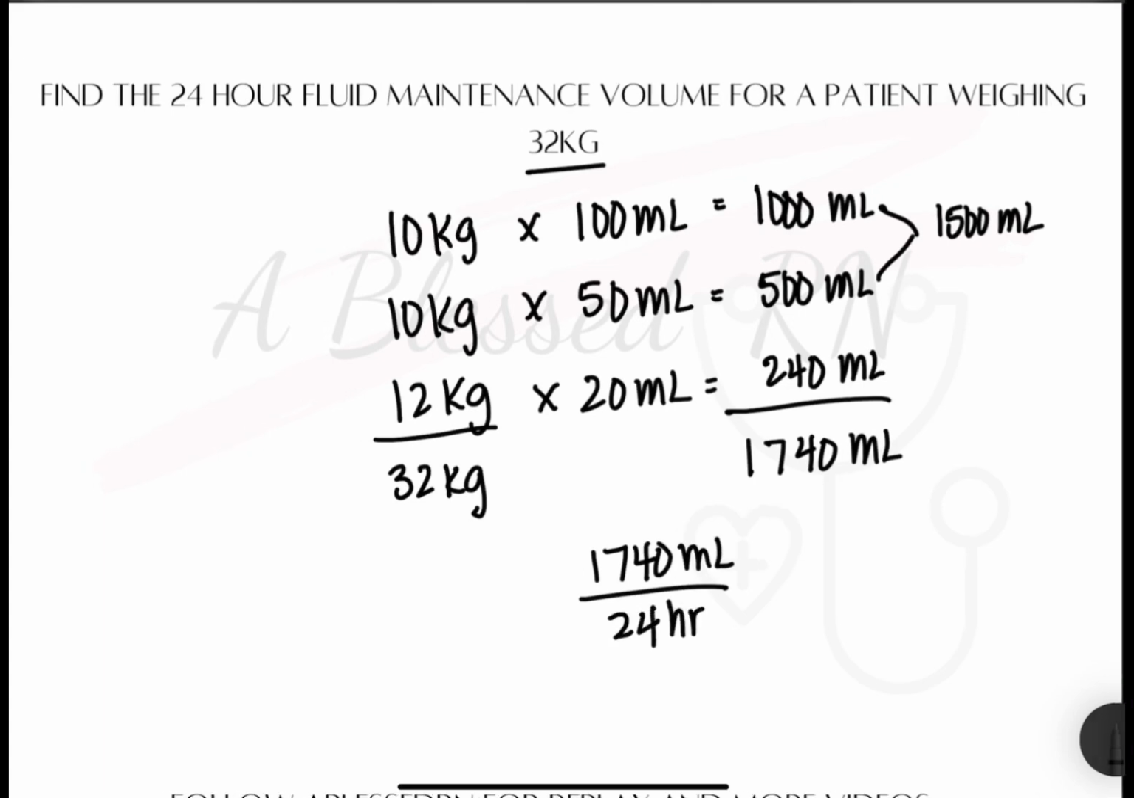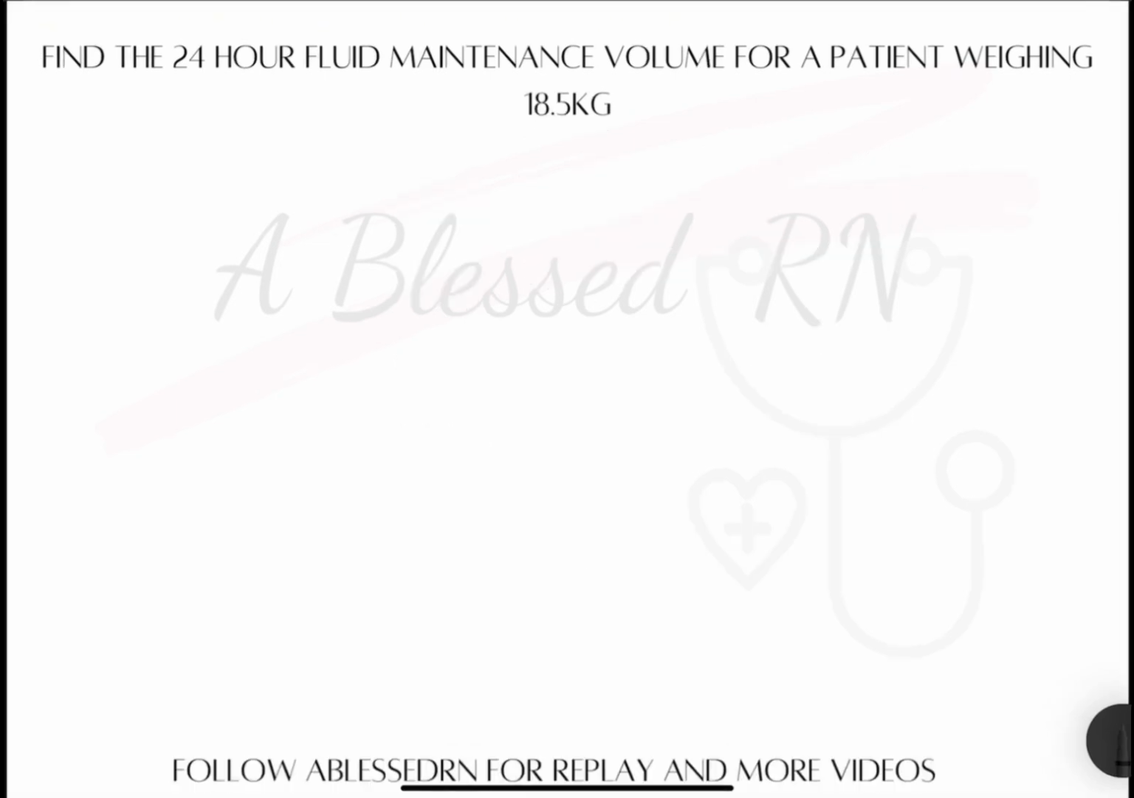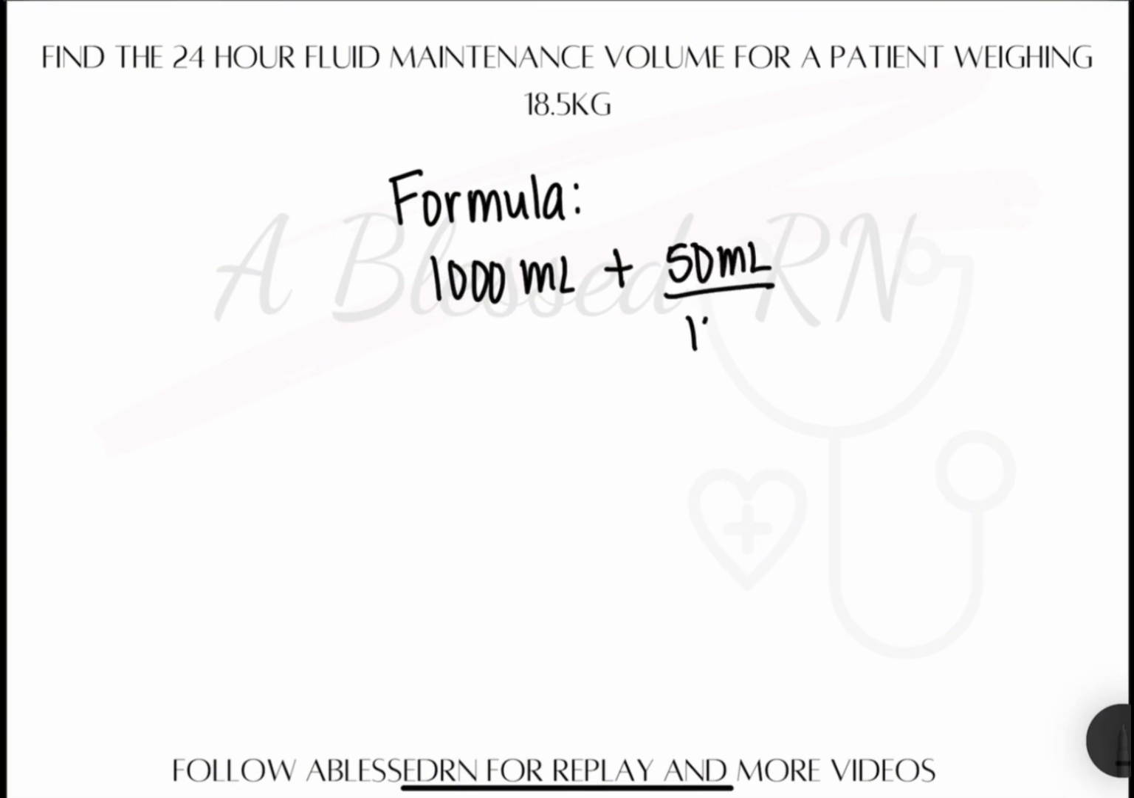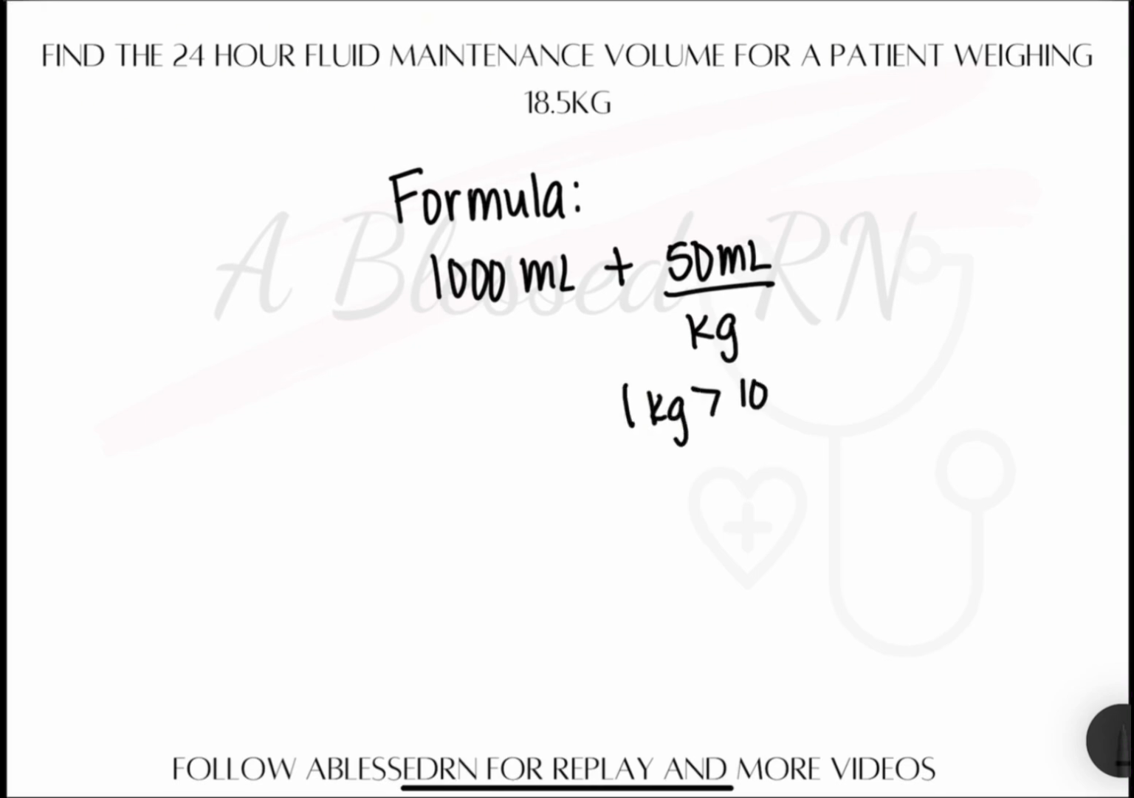Besides memorizing formulas, because you know how I despise formulas. Let's look at another example. For an 18.5 kilogram patient, we are going to do the same. We're going to break it down by 10, 10, and the rest, but I'll show you how it goes with the formula first. So 1,000 milliliters plus 50 milliliters per kilogram that is over your 10 kgs. So we'll take the patient's weight, that 18.5 kgs, and subtract 10 from it. That is the part that you would use in your formula, that 8.5.